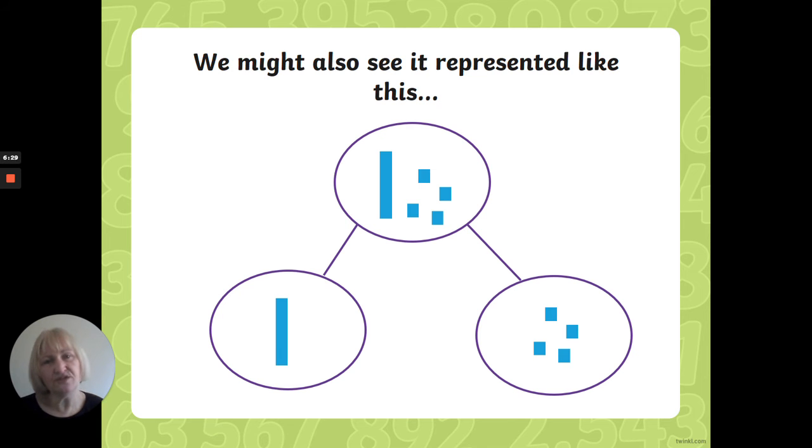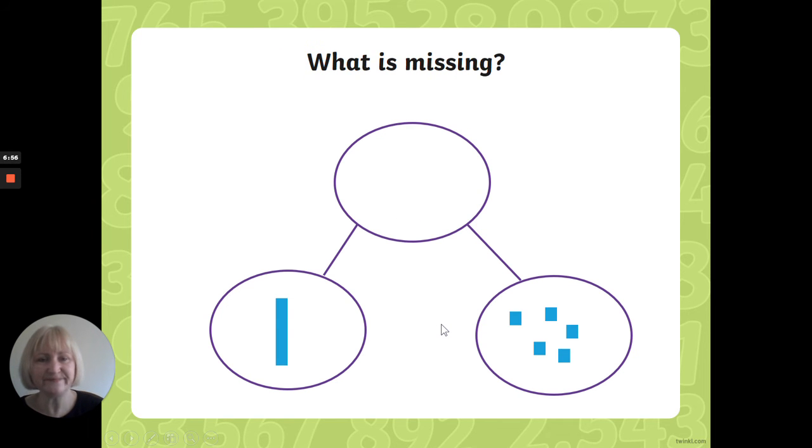We might also see it represented like this. So we can draw or use a little tower of 10, a little rod that's made up of 10 little cubes all stuck together, 10. And we've got some little ones there, haven't we? So that 10 is over here and those 4 ones are over here. That number represents 14. Now what's missing?